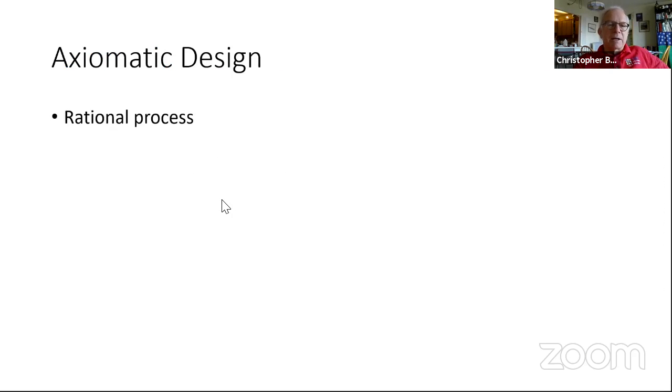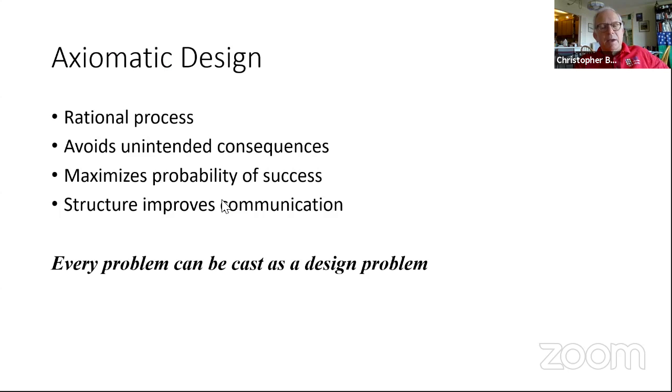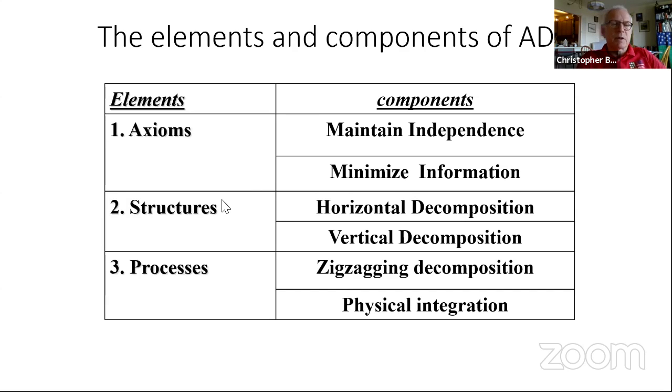All right, so axiomatic design. It's a rational process, avoids unintended consequences, maximizes probability of success. We have a structure that we'll be looking at shortly that improves communication, helps us build consensus. Now, I've got a theory that any problem can be cast as an engineering design problem. And I believe that axiomatic design is the best way to address engineering design problems. Therefore, axiomatic design would be the best way to address all problems.